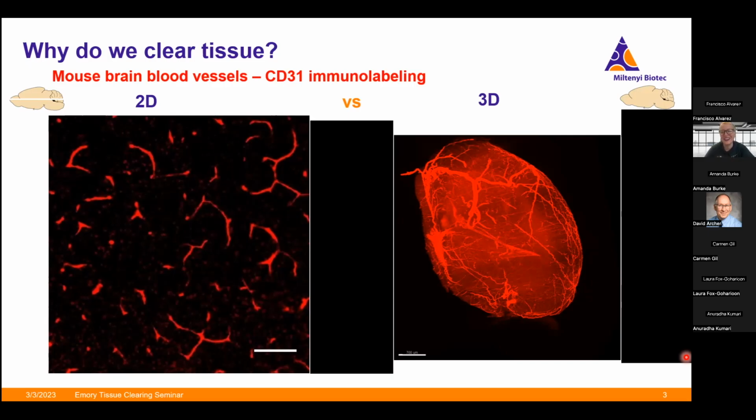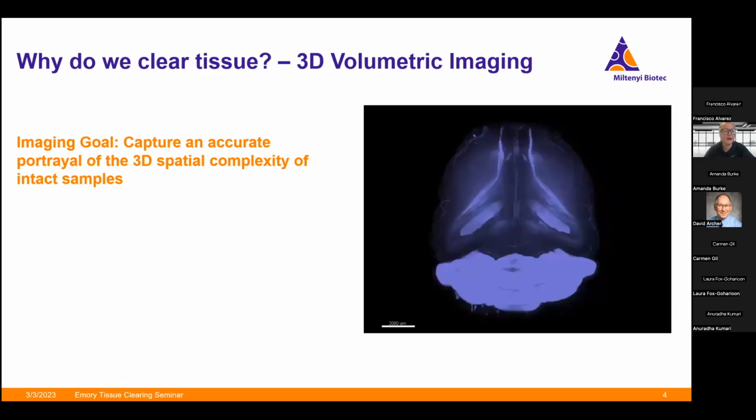But basically both of these samples were stained with the same antibody for CD31 vasculature. So it's clear that the 2D image on the left cannot capture the complexity that you would see in this 3D image, and the video really just drives that home. So if your goal is to capture an accurate portrayal of the spatial complexity of an entire organ, we need to apply 3D volumetric imaging techniques.